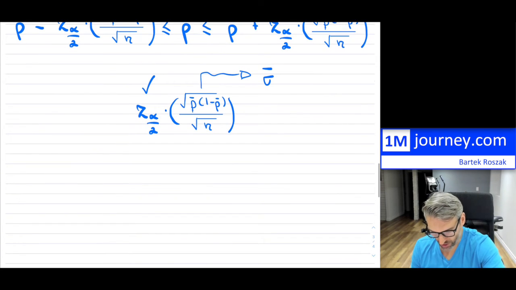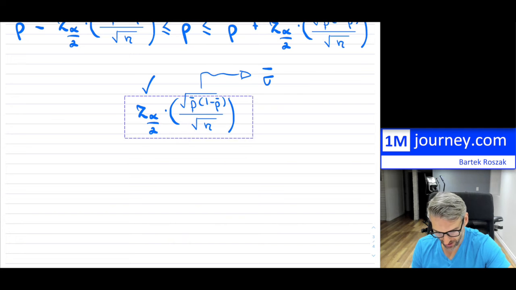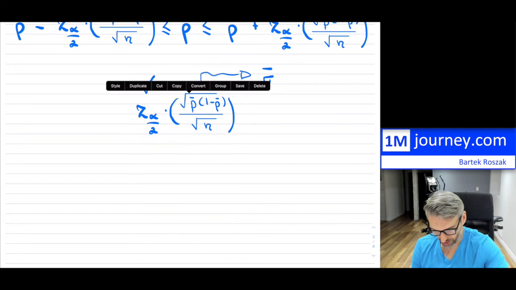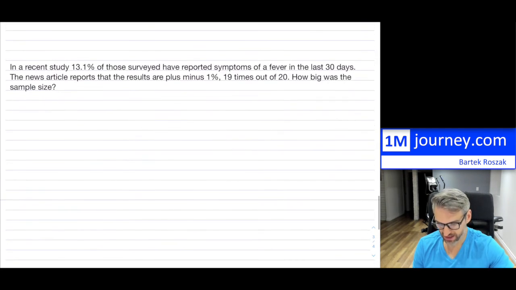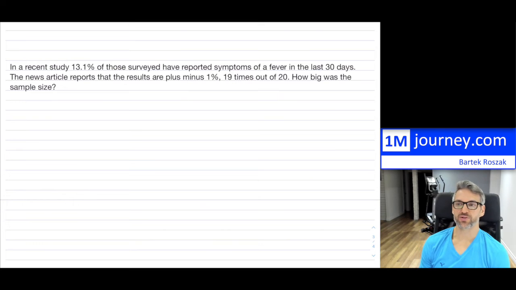And then, how does this relate back? Well, this also relates back to these types of questions. So I'm going to copy this, and you might see something like this. In a recent study, let's say 13.1% of those surveyed have reported symptoms of a fever in the last 30 days.